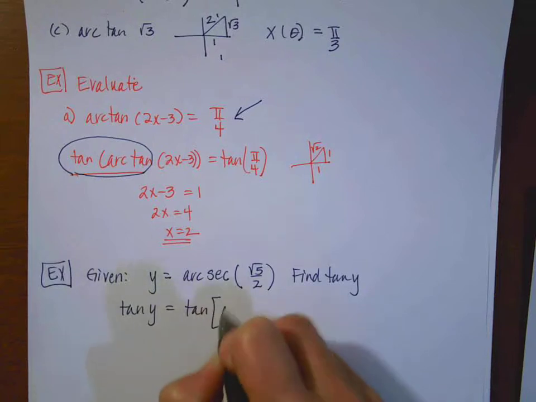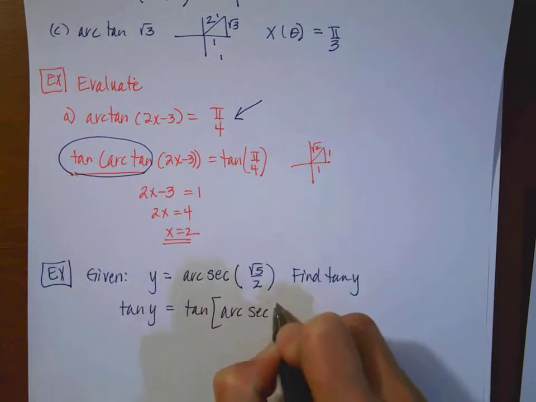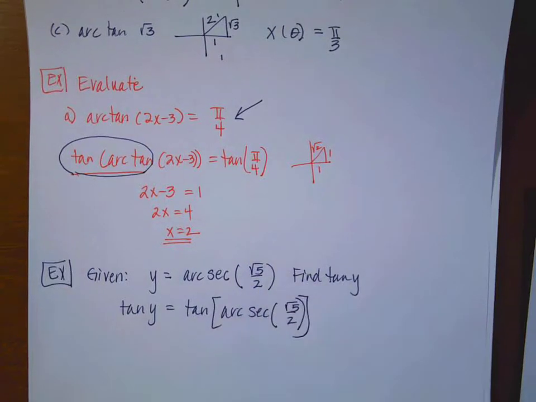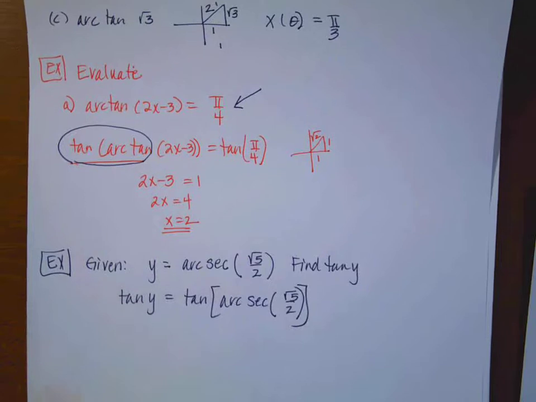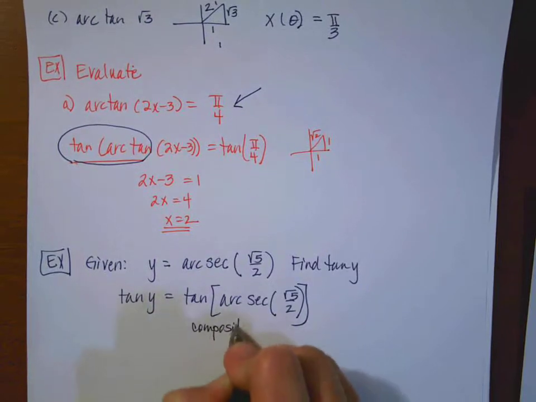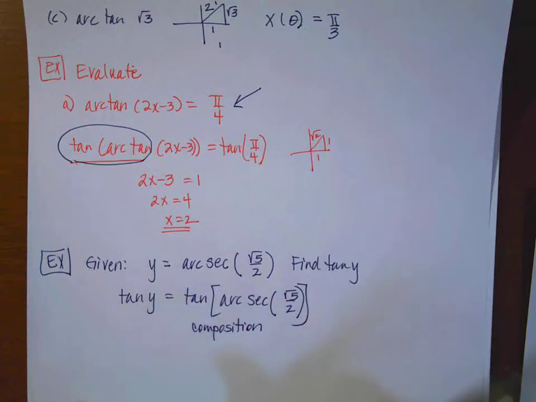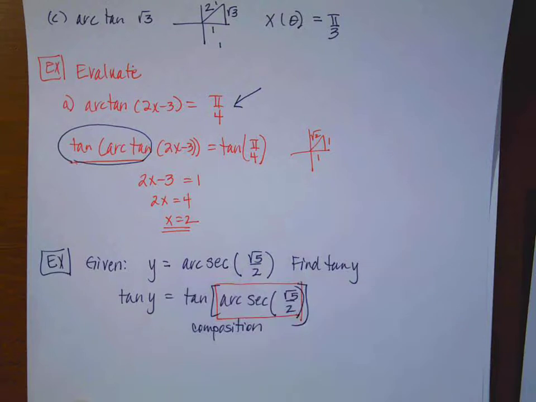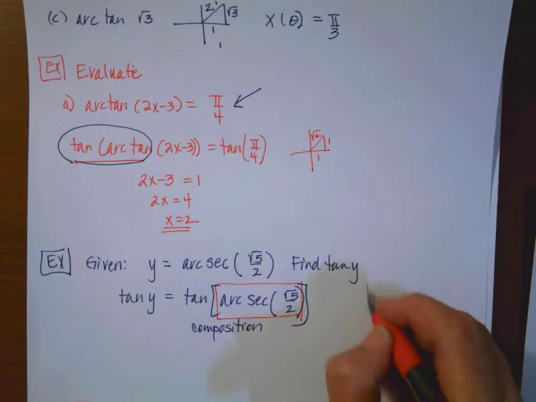So I'm going to write the tangent of y is equal to the tangent of the arc secant of radical 5 over 2. Oops, I forgot that parentheses. So if you remember in pre-calc, we talked about this is a composition. And when I do a composition, I'm always going to start on the inside, and I'm going to work my way out, okay? The inside says find the angle whose secant ratio is radical 5 over 2.